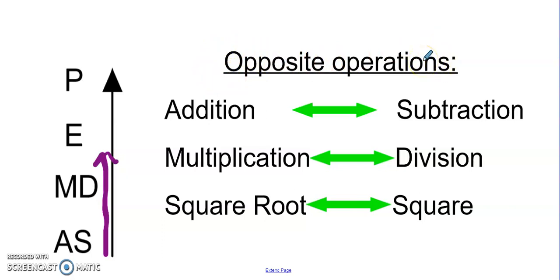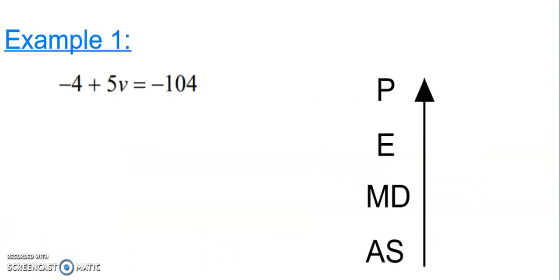So as you already know, the opposite of addition is subtraction, and the opposite of subtraction is addition. The opposite of multiplication is division, and the opposite of division is multiplication. Something new that you may not know is the opposite of a square root is the exponent square. So the opposite of a square root is the exponent 2, which is square. Opposite operations. Let's go ahead and get started with example 1.